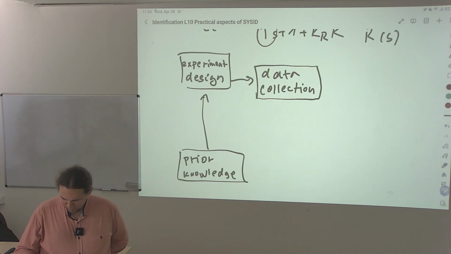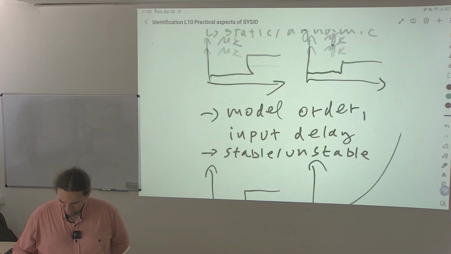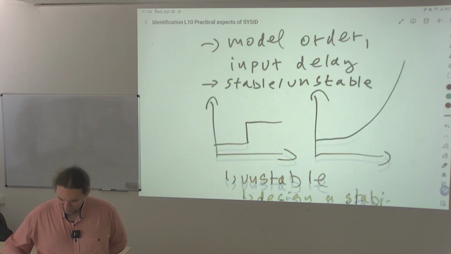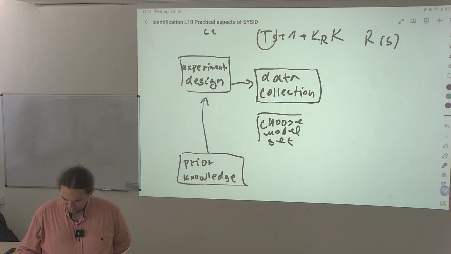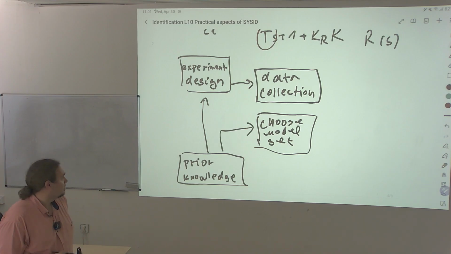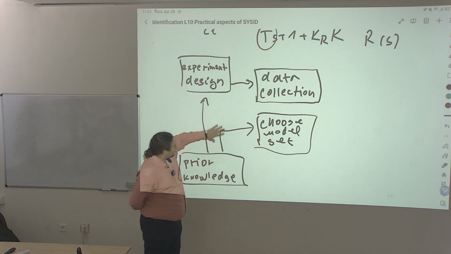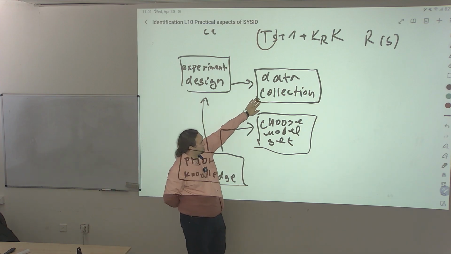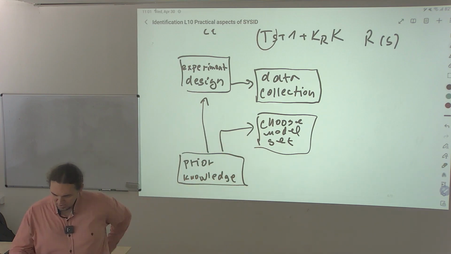Once we collect the data, we should decide about the model structure. How did we call it here? Choose model set, where we will again use the prior knowledge. So now we already covered all these. Now we have the data collected and pre-processed. We chose the model set.